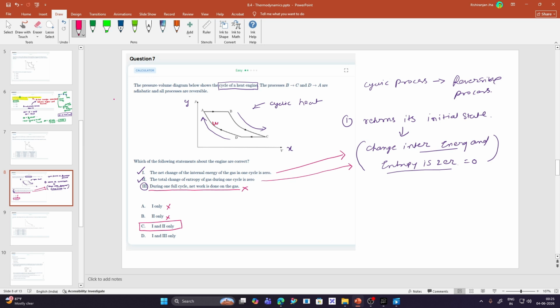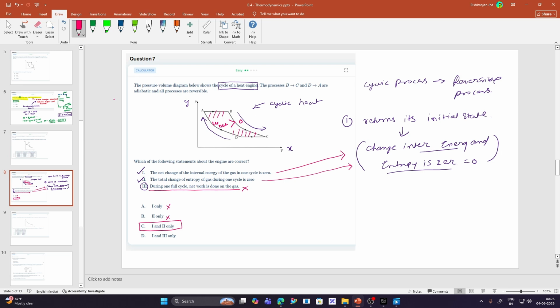So work is done by the gas. So we can say that W net is greater than 0 in this case. In this case, we can say that the net work done is greater than 0. That's why we discarded option 3, because during the full cycle, the work is not done on gas. Work is done by gas. So the correct answer is 1 and 2 only.